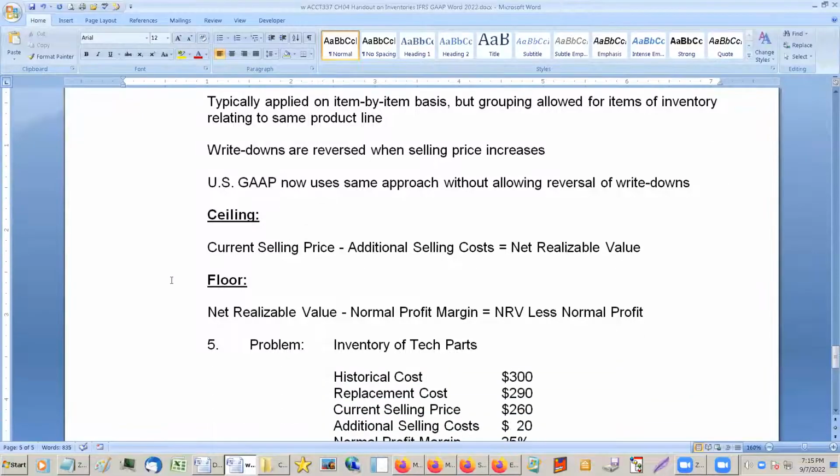Okay. Now, we have a ceiling and a floor. The ceiling is the most that it can be held on the books for. And the floor is the least.